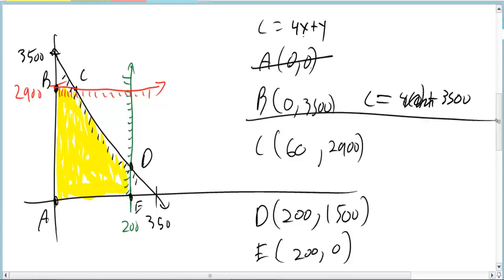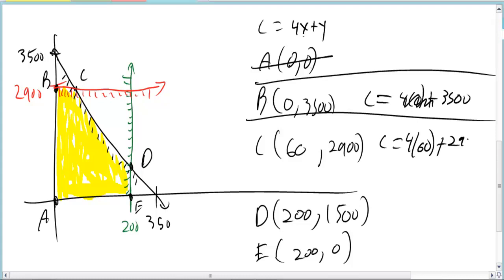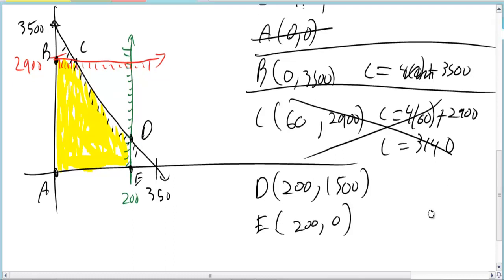All right, so we got that one. That corner point's done. Now this one's going to be a little more fun, because you actually have to do 4 times 60 plus 2,900. And the question is, is that going to be greater than 3,500? Using a little bit of common sense, you can already say no, it's not. It comes out to be 3,140. So if we're trying to maximize, we can toss out C. It came out less than 3,500. So far, that point's our winner.